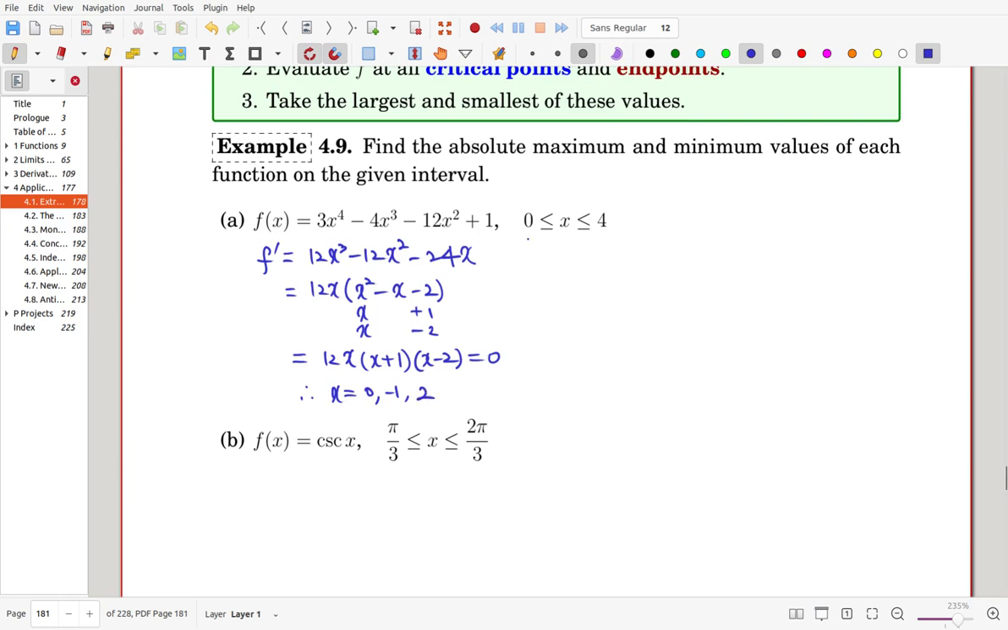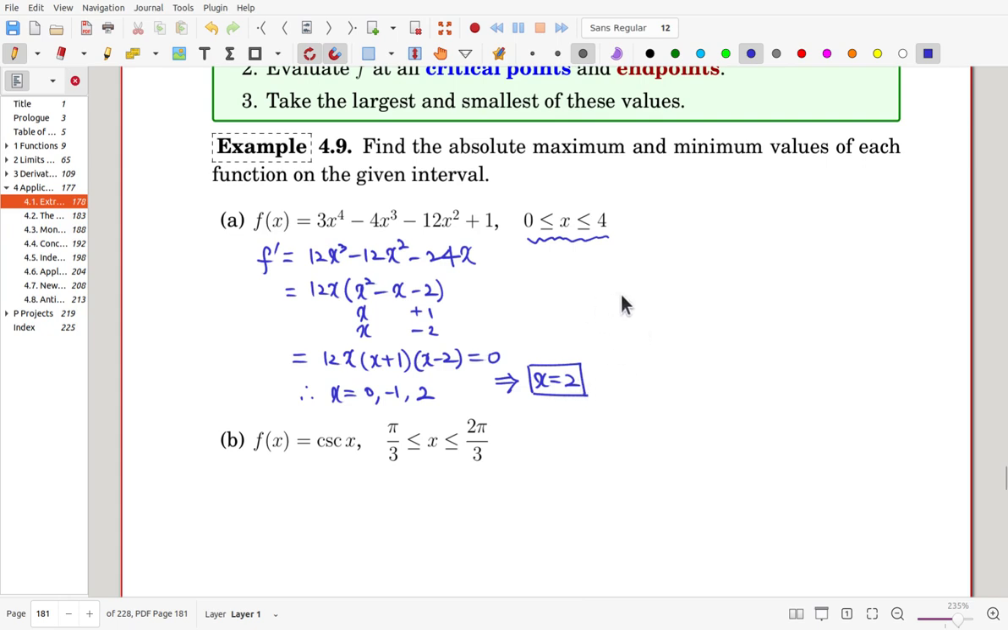But our domain is between 0 and 4, so the critical points are just the interior points. So x equals 2 is the only critical point. By definition, a critical point is an interior point of the domain of f, so there's only that one critical point. 0 is an endpoint.